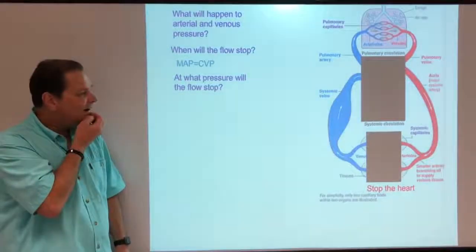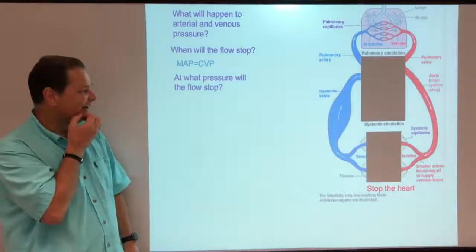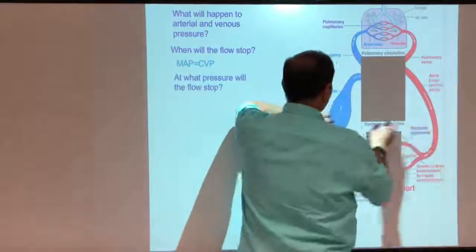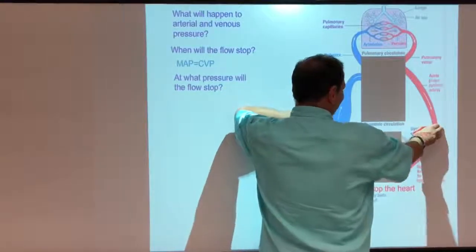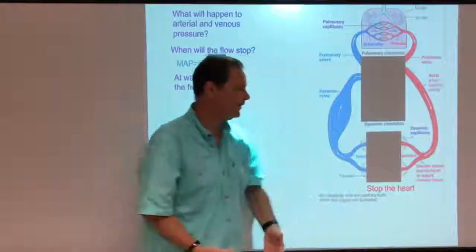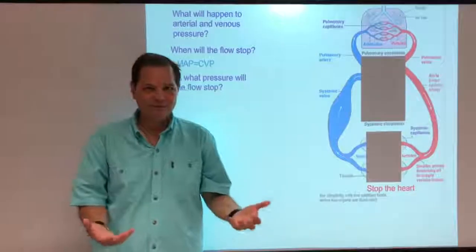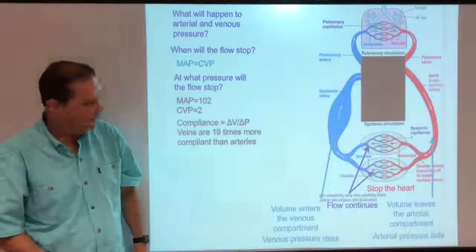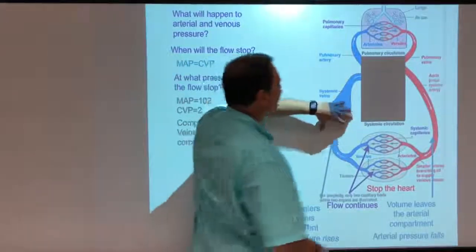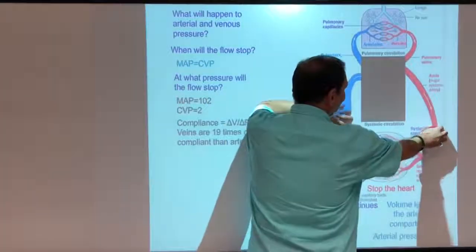All right. So, at what pressure do you think that happens? Well, the tendency is to think that it's halfway between the two. So if I started at 2 here, and I started at 102 here, if I go halfway in between, which would be 52, that would be the tendency. That's not actually true. The reason it's not true is because the veins, the walls of the veins, are way more compliant than the arteries.